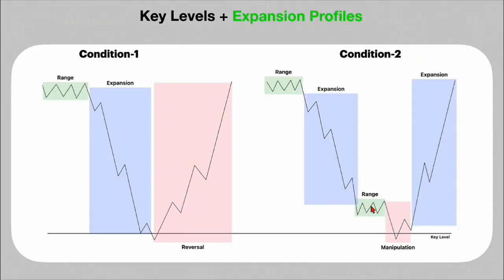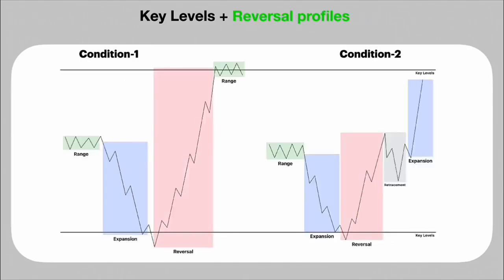Once we enter a ranging profile without testing the key level, we're going to expect a manipulation profile to test that level, followed by an expansion profile. This way, we're filtering our understanding to expect a specific outcome. Previously, we might have expected 3 possible outcomes after an expansion, but now we're reducing it to 1 based on market profiling combined with key levels. Now, let's go over the combination of reversal profiles and key levels.